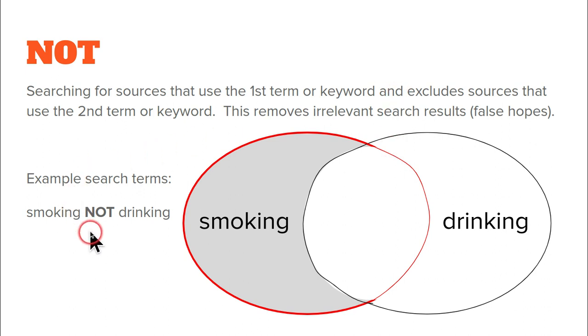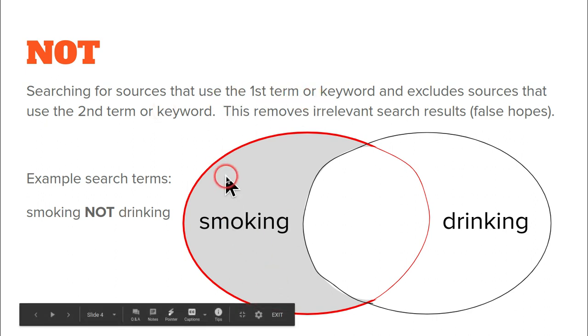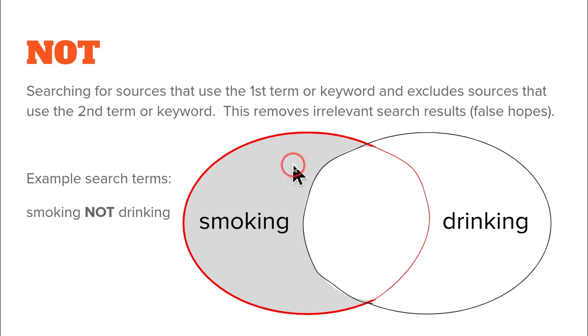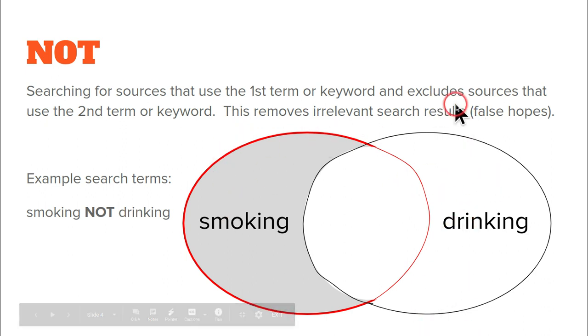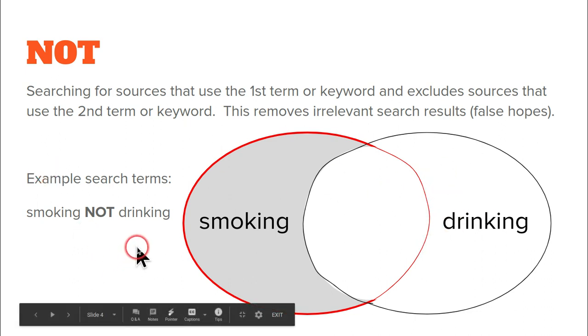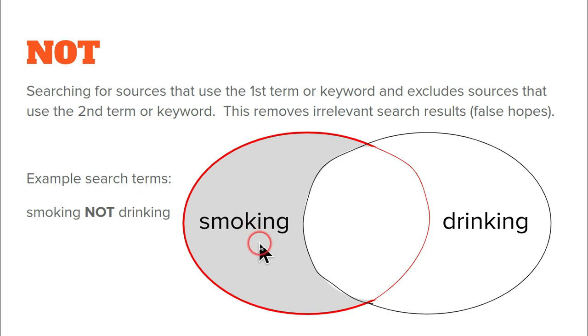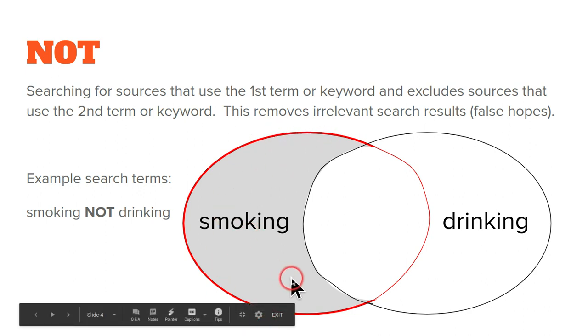The word not, when you use the word not in your research, it will only produce results for the first listed or the first typed keyword, and it would exclude or not produce results or sources for the second keyword. So basically, it removes irrelevant information, irrelevant search results. So you won't have any false hopes. So again, instead of 1,000, you might have 100 using the word not. So smoking, not drinking. Okay, so you will find results talking about smoking.